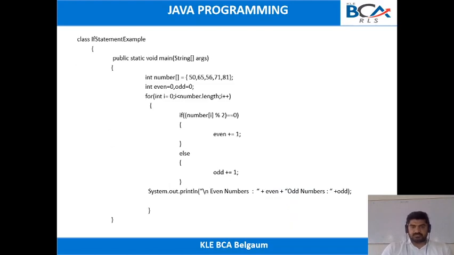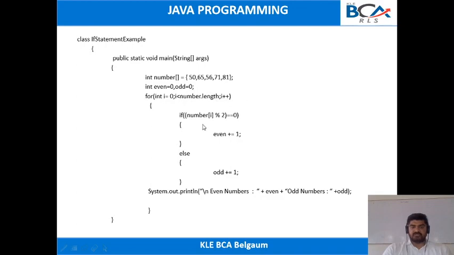Consider this example. Here we created a class called IfStatementExample. We created an array of integers which will hold 5 values, and we have two more variables called even and odd. In this program we are displaying even and odd numbers from this array. For that we need to use the for loop: for i equal to 0, i less than number dot length. The number dot length is the length of the array. Here we have 5 values, so you will get the output as 5.